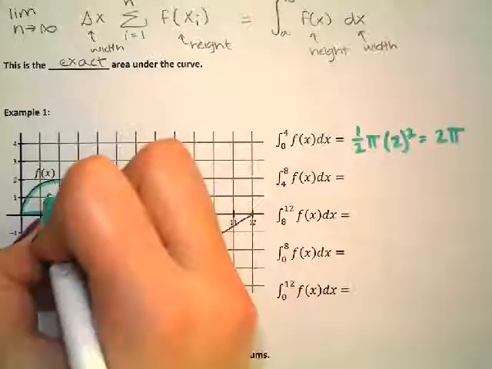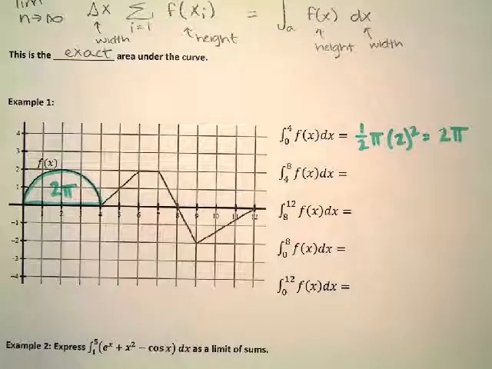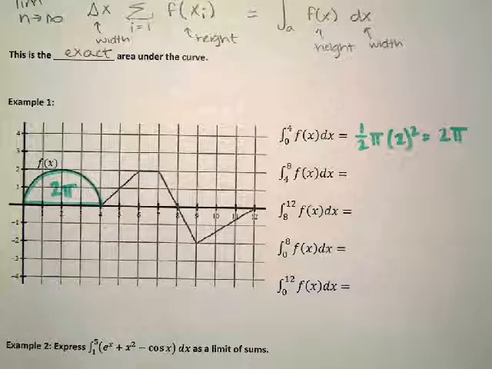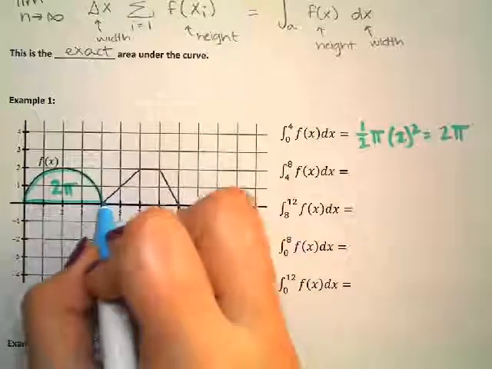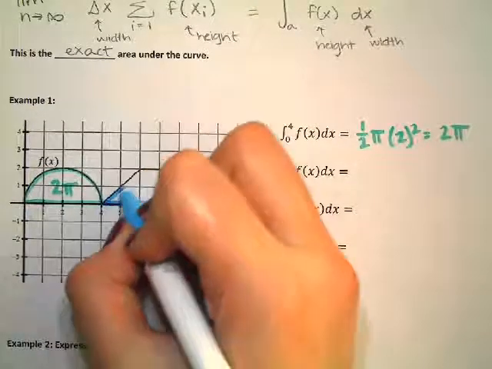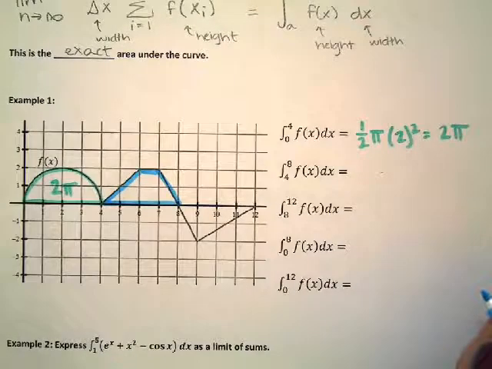Okay, so this area right here is 2 pi. The area, if we look from 4 to 8, what shape is this from 4 to 8? Trapezoid. Does anyone remember the formula for area of a trapezoid?